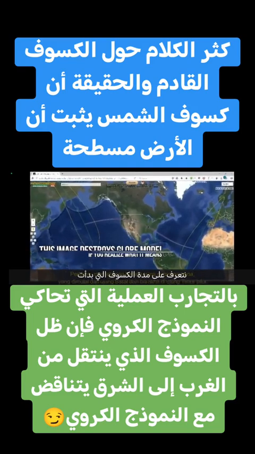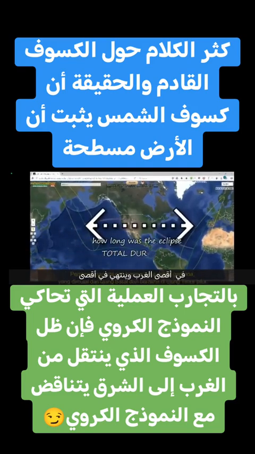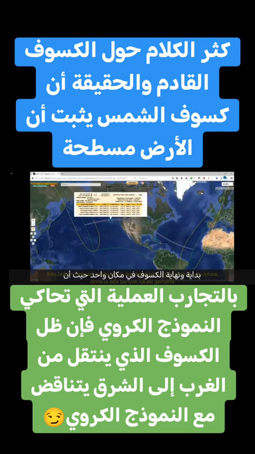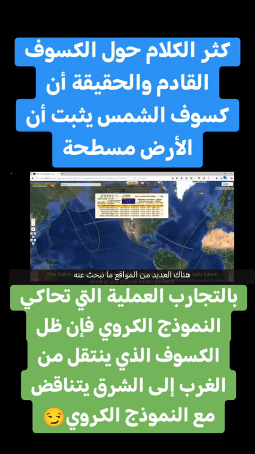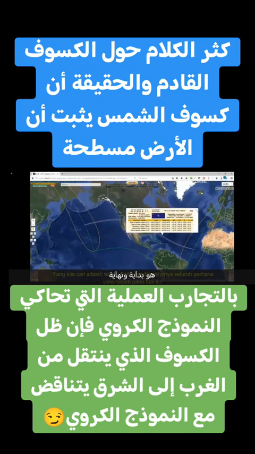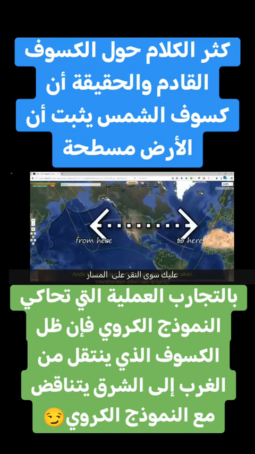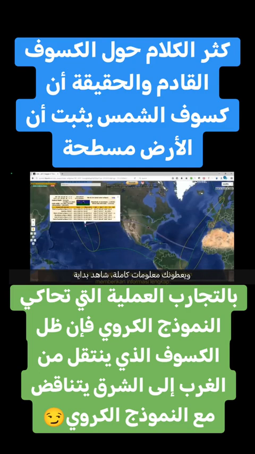First, let's find out the eclipse duration that began at the far west and ended at the far east. We're not looking for eclipse beginning and ending in one location, as there are so many locations. What we're looking at is the beginning and ending of the whole eclipse that happened on that day. You just click the path and they give you complete information.